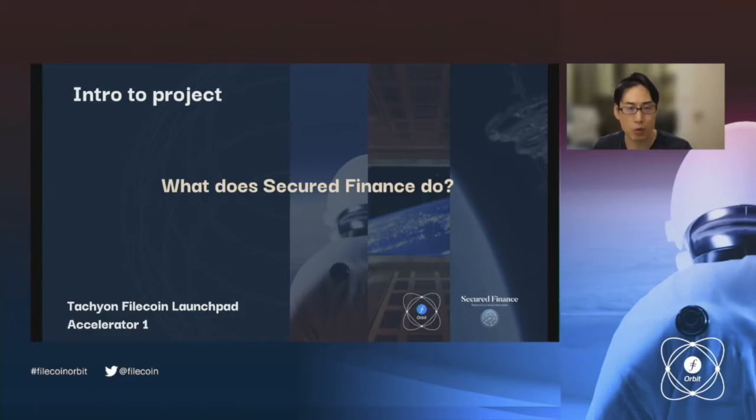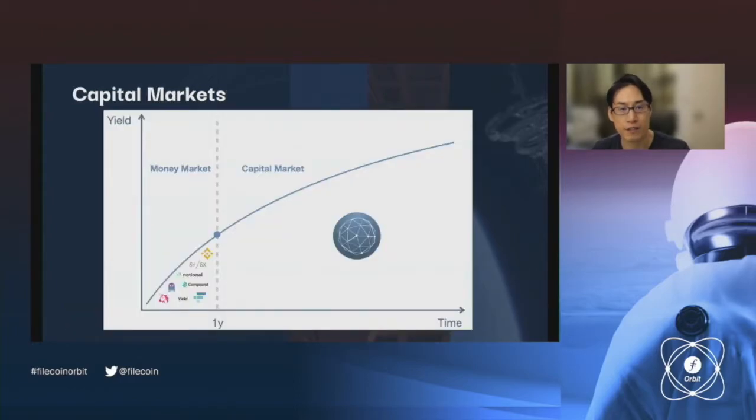So what's new about capital markets? In traditional finance, we have two types of financial markets: money market for less than 1 year and capital market for more than 1 year. Right now, we are missing capital market players. All the current DeFi players are building money market with a spot exchange, and I think it's successful. So it's time for us to build capital markets to complete the full scale of the financial market.